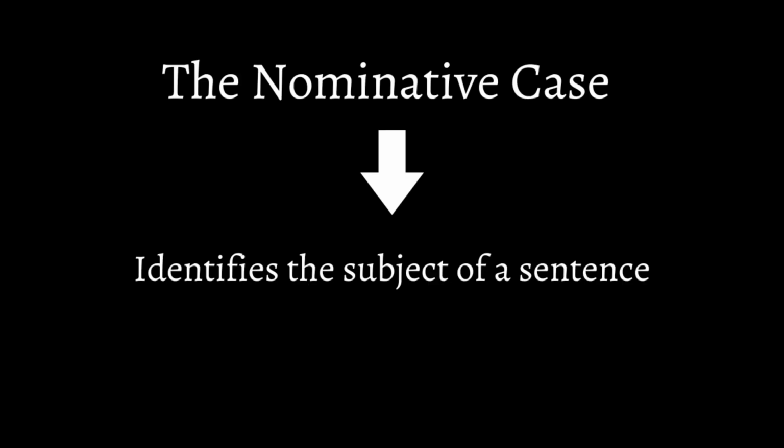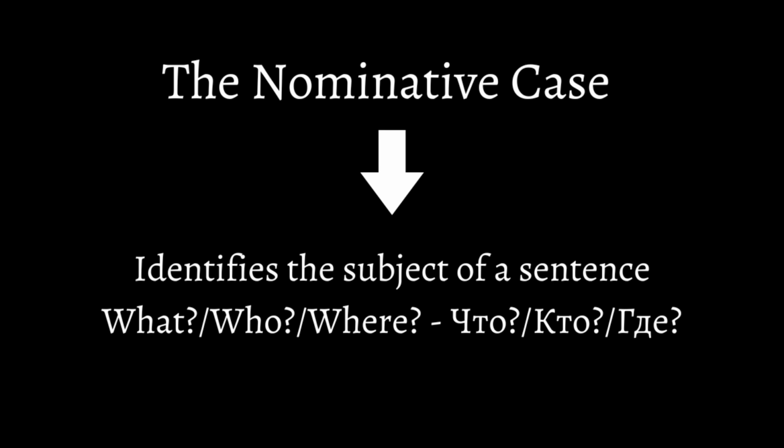Russian. The nominative case is the most common and identifies the subject of a sentence. Every noun, both in English and Russian, is given in the nominative. This case simply answers the question of what, who, and sometimes where.